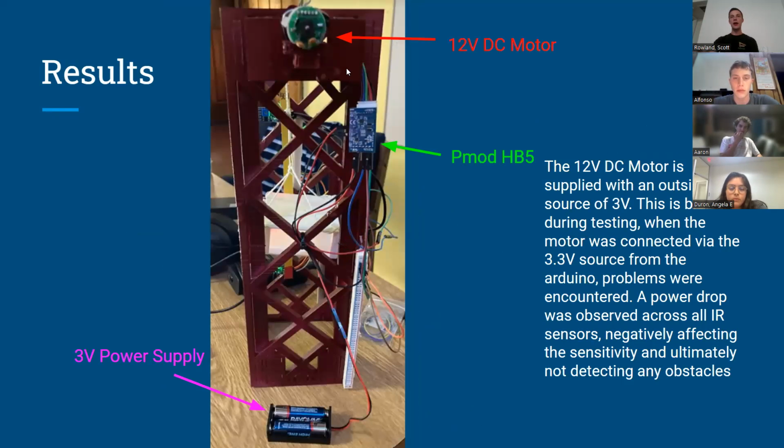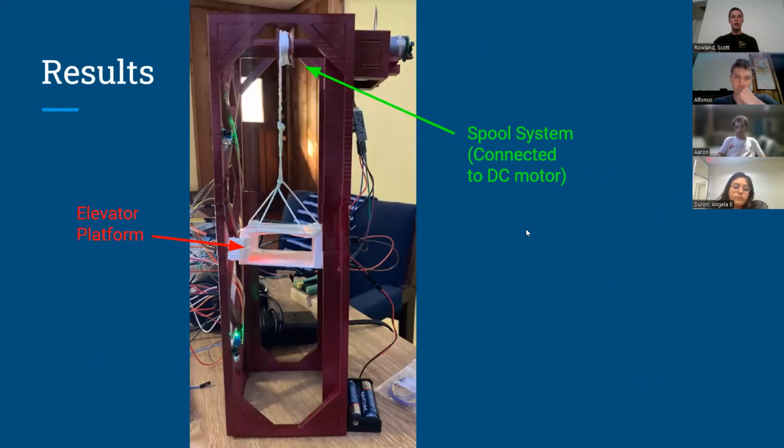Over on this side is where we have the DC motor, and that's connected through an H-bridge, and it's also connected to a power supply to ensure the proper functionality and controls for the motor. For the actual 3D printed components, outside of the frame, we have the elevator platform, which is connected to the string and the shaft extension for the DC motor, which completes the pulley system and allows the shaft to move up and down whenever the motor is activated.